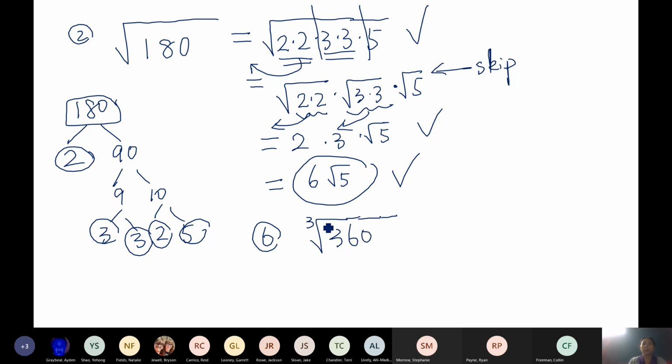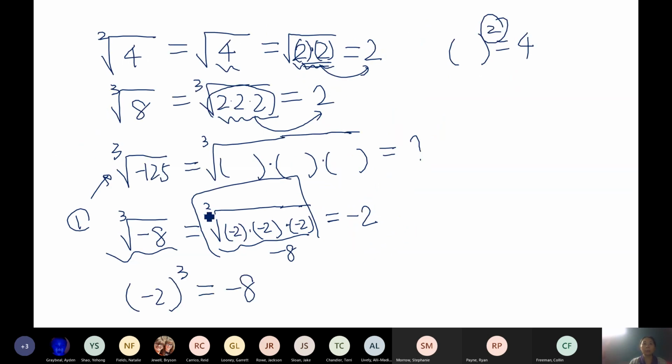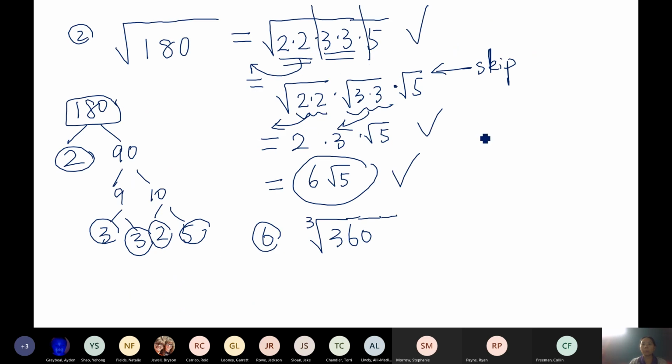When you have the index 3, that means you're looking for 3 copies of anything, just like the one we did, cube root of 8. The answer is 2 because 8 is 3 copies of 2. It's like one number to the third is 8, or 3 copies of one number is 8. Unfortunately, 360 is not exactly 3 copies of anything, so we can still factor to take out 3 copies of something.